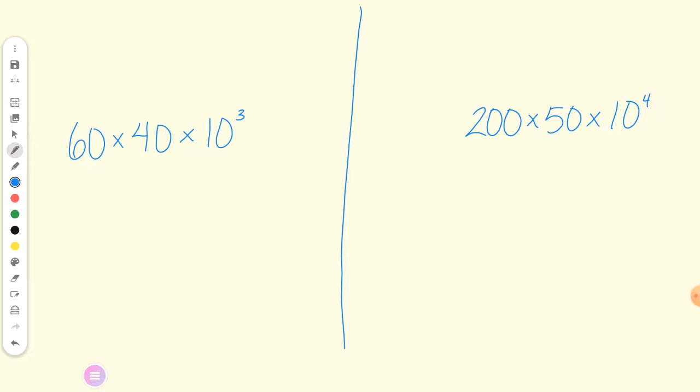So what should we do first? Yep, first figure out the power of 10. Find the value of the power of 10. So if you're at your seat, start with the powers of 10.